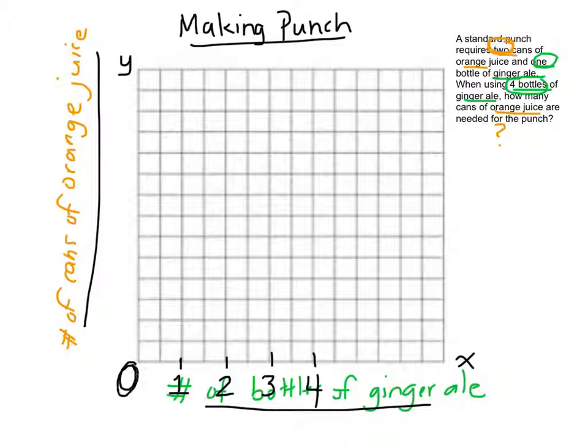So once again, we're starting with 0, and I'm going to use 2 squares to represent the value of 2. I'm going to skip another 2, and I'm counting by 2s, so the next point would be 4. 2, 4, 6, 8, 10, 12, 14. We'll stop there.